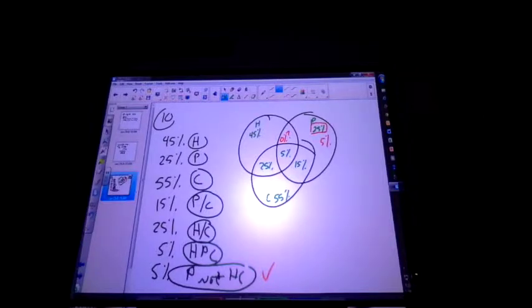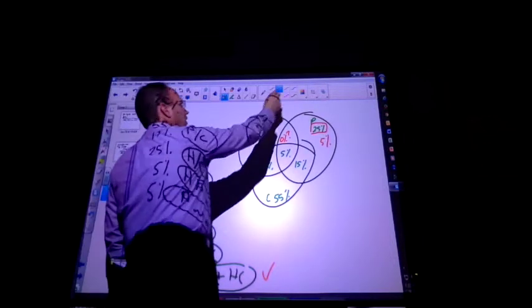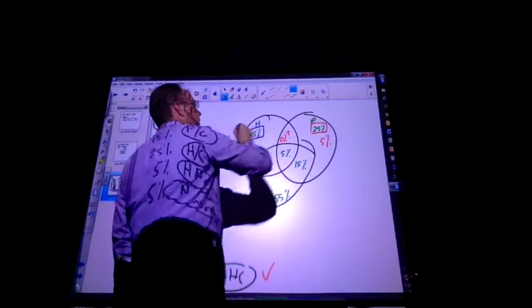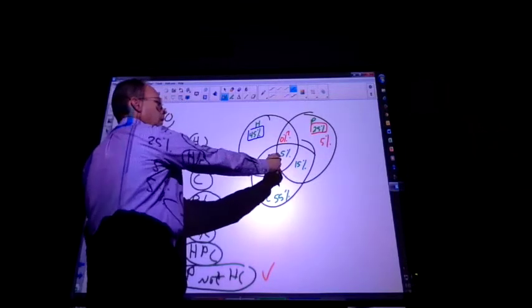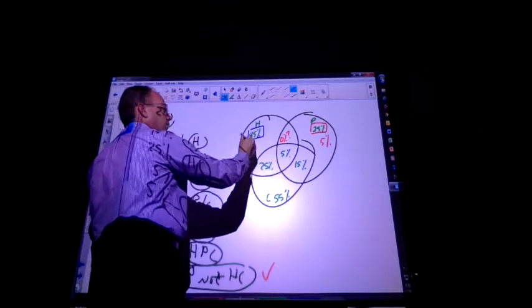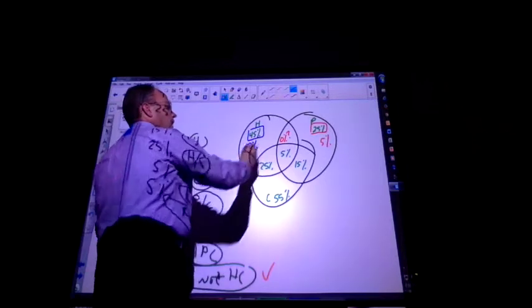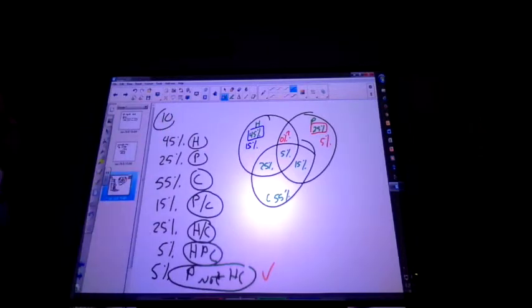All right, so what is this value going to be here? What's the hamburger exclusive, folks? 15, because if I add these together, I get 30. 45 minus 30 is 15. So 15% of our population surveyed are exclusive to hamburger only.